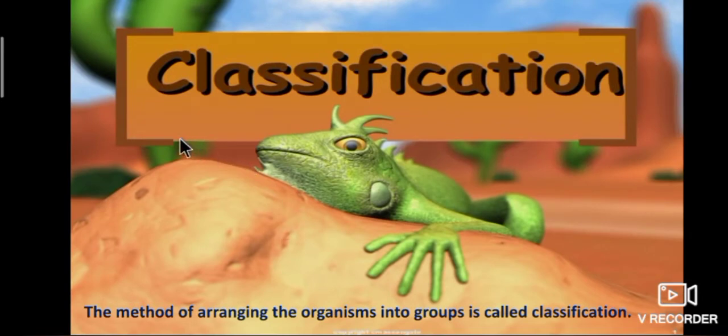After that, we discussed classification. What is classification? The method of arranging organisms into groups is called classification.